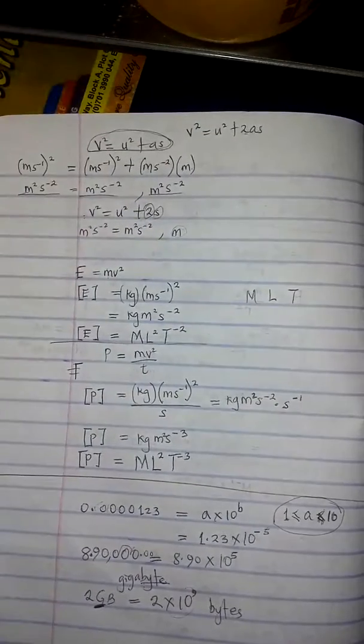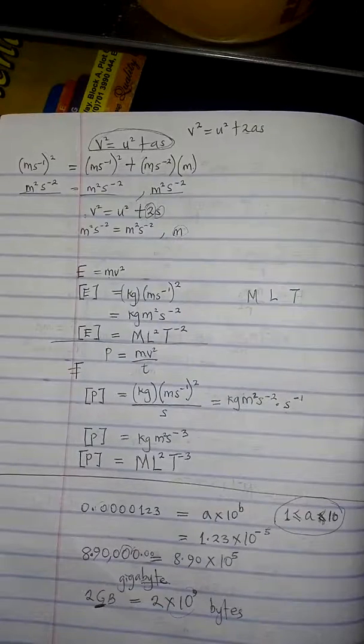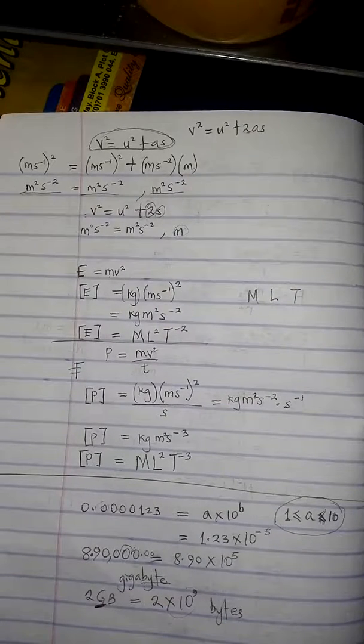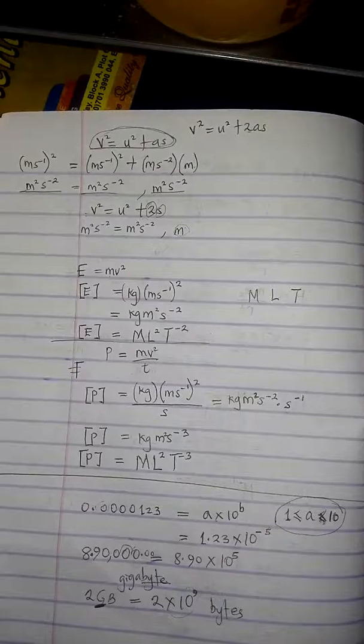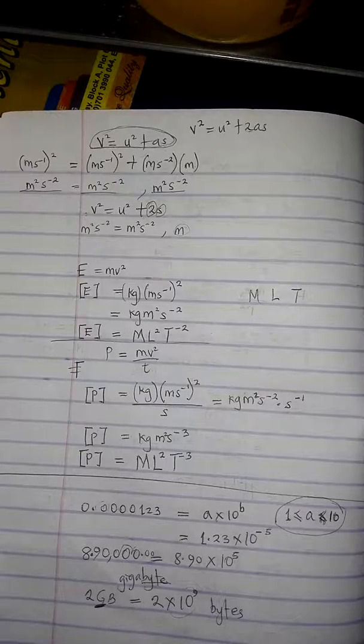For instance, deca is 10 raised to power 1, hecto is 10 raised to power 2, kilo is 10 raised to power 3, mega is 10 raised to power 6, giga is 10 raised to power 9, tera is 10 raised to power 12, and so on and so forth. You can check that in your slide.